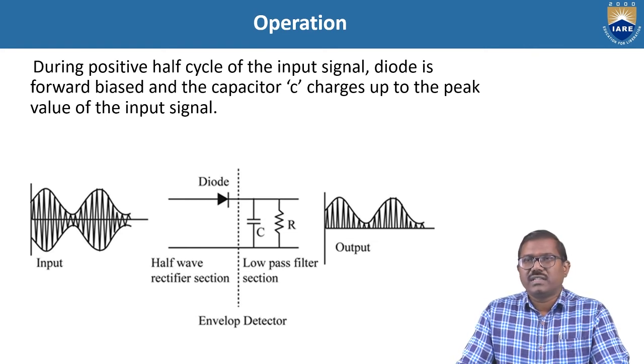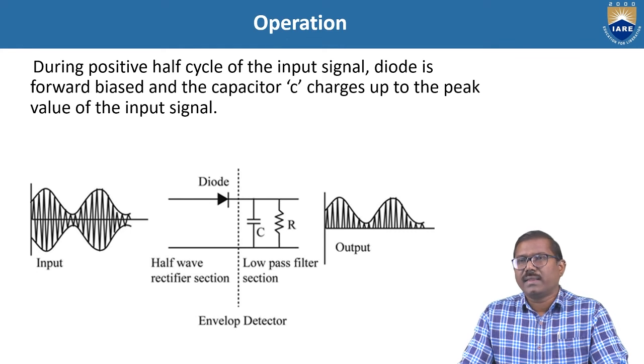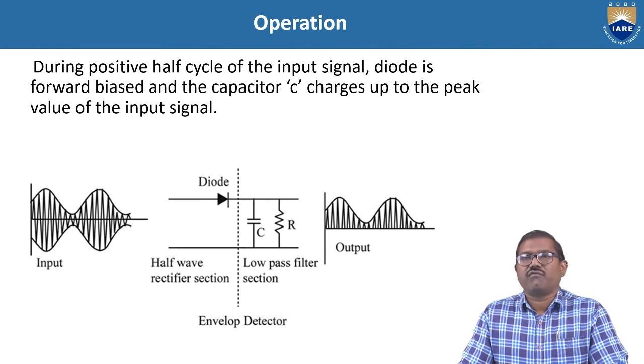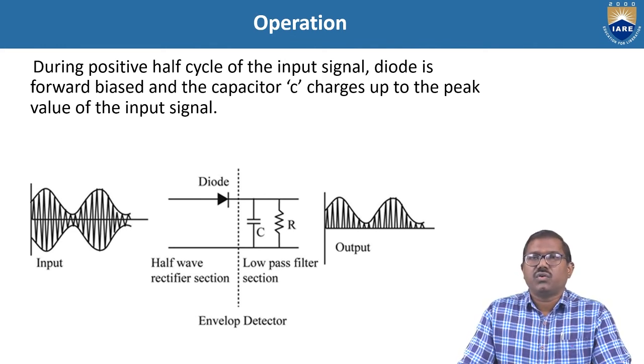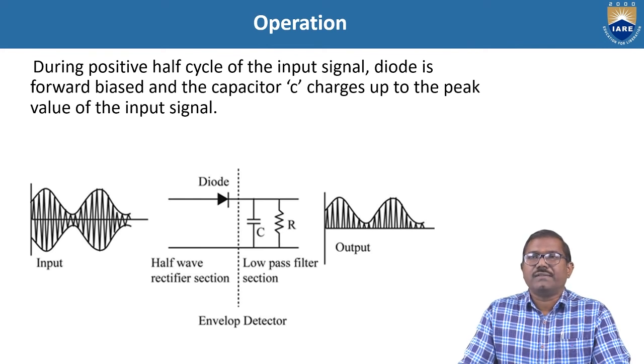Here also you can see the low pass filter section. The first half is a half wave rectifier section, so you get only half cycle. On the left hand side, you give the AM signal, the amplitude modulated wave, to the circuit. On the right hand side, the output of the circuit gives only the positive half. Why? Because this diode works as a half wave rectifier. That's why you get only half part of the total AM modulated wave.